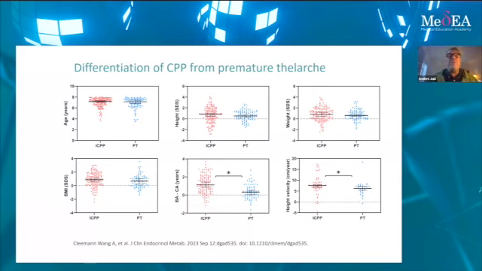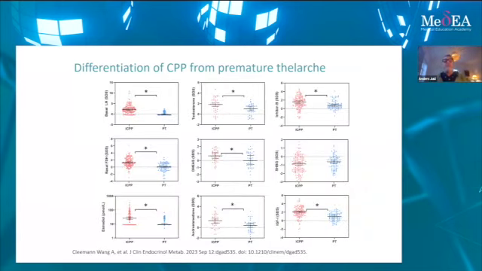And then we compared the biochemical parameters shown here. A lot of different hormones, and you do not need to look at all of them. It's just to get a sort of pattern recognition, so you can see that basal LH is much higher in CPP compared to premature thelarche, but overlapping. Testosterone higher, but overlapping. Inhibin B higher, but overlapping.